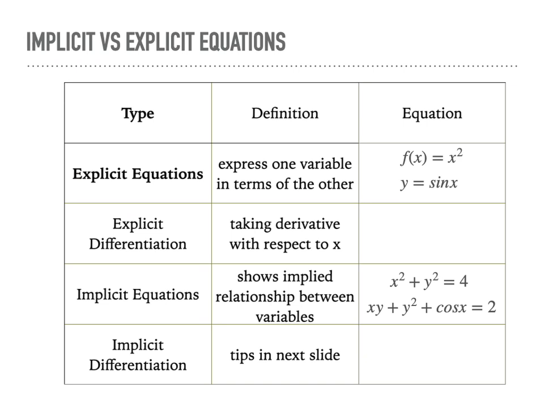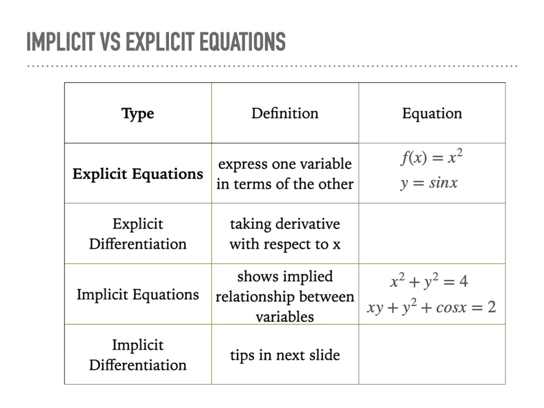So first up, we have explicit equations, which is what most of us have been working with, where we express one variable in terms of the other, such as f of x equals x squared and y equals sine x. Here we can clearly see if x is some value, we know that y is going to be another value. And we're expressing one variable in terms of the other. Number two, we have explicit differentiation, where we're taking the derivative with respect to x, which is basically all the problems that we've been doing in the past with basic derivatives.